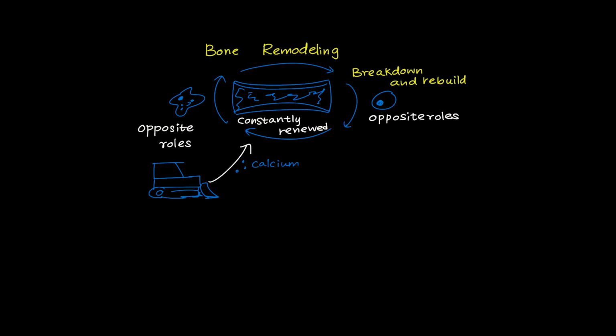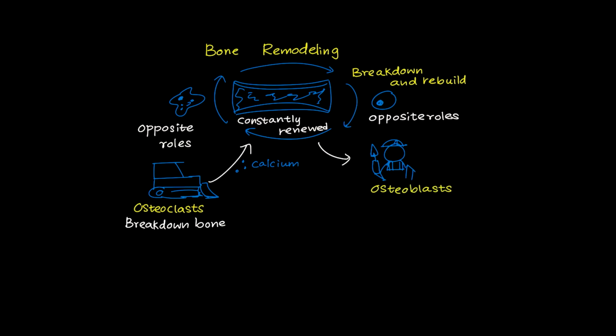Osteoblasts are the construction team. They lay down fresh osteoid matrix, the protein framework of new bone, and then mineralize it with calcium and phosphate to make it hard. When these two crews work at equal pace, bone stays strong and the blood calcium stays balanced. When osteoclasts outpace osteoblasts, bone weakens, which is what happens in osteoporosis. When osteoblasts outpace osteoclasts, bone can become abnormally dense, as seen in Paget disease.